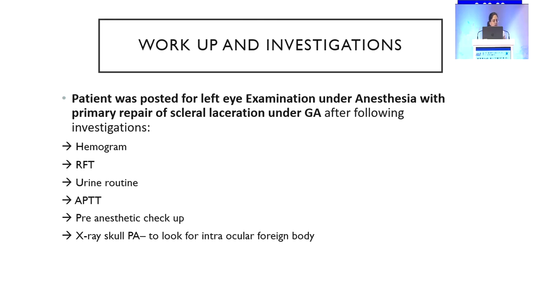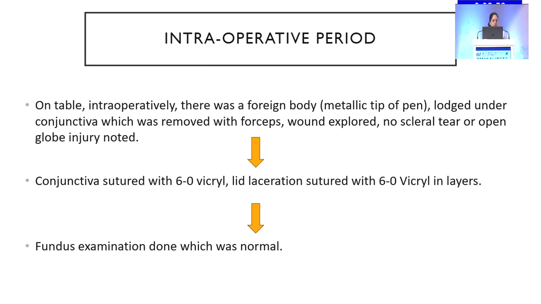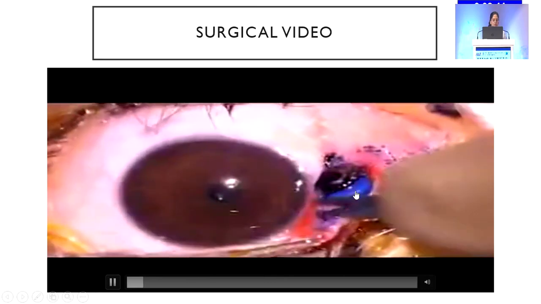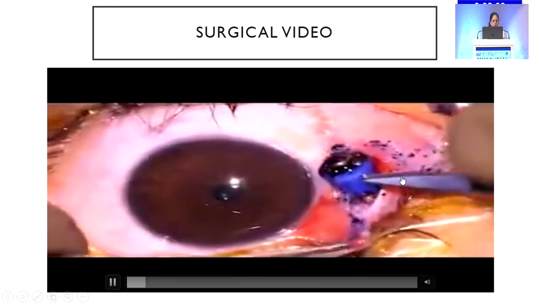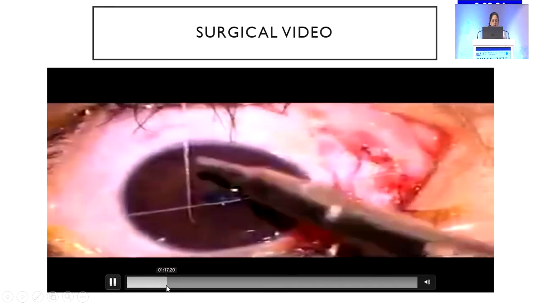A preoperative workup and a pre-anesthetic checkup were done. A skull x-ray showed a foreign body of about 8.5 by 2.3 millimeters in the left orbit, and intraoperatively there was a bluish black substance near the limbus. With a limited peritomy, we could expose the tip of the pen. It was removed completely, and the underlying sclera was inspected.